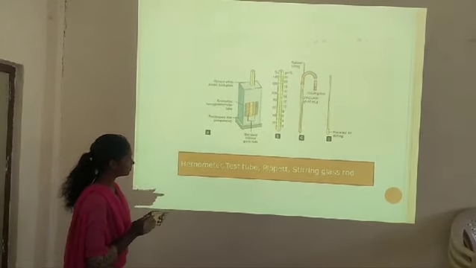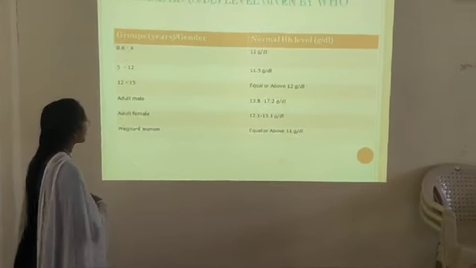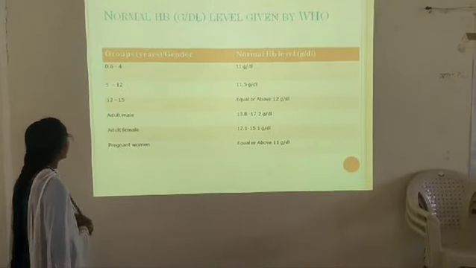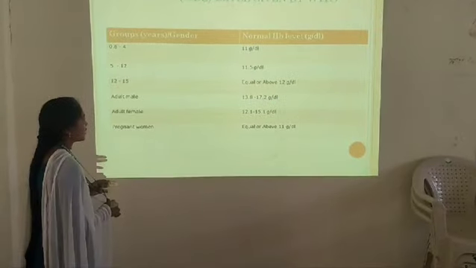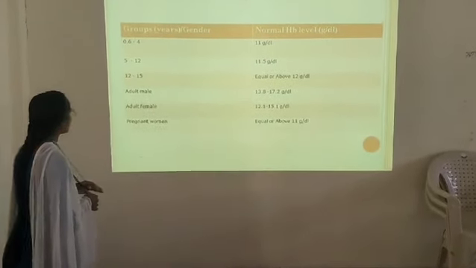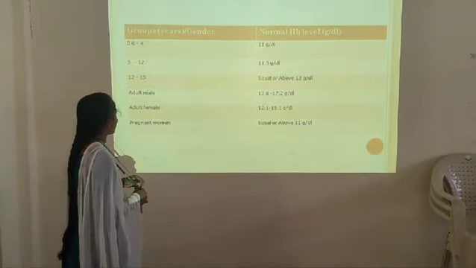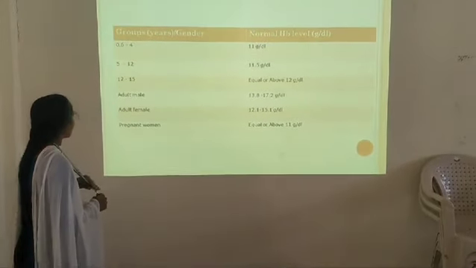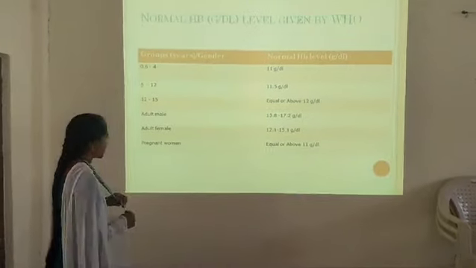Hemometer, test tube, pipette, stirring glass rod. Normal hemoglobin level given by WHO. Groups, gender, normal HB level. 6 to 4 years, 11 grams. 5 to 12 years, 11.5 grams. 12 to 15 years, equal or above 12 grams.